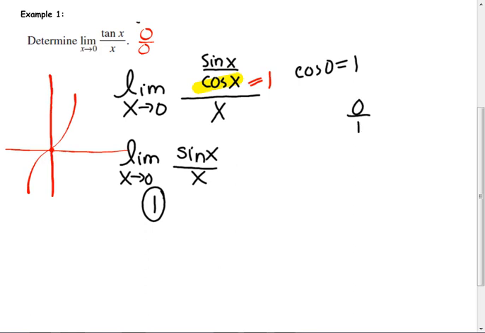0 over 1 over 0. What's 0 divided by 1? I can do that. That's 0. So it's still 0 over 0. Didn't solve my problem, the 0, but it cleaned this up, and I got rid of it.